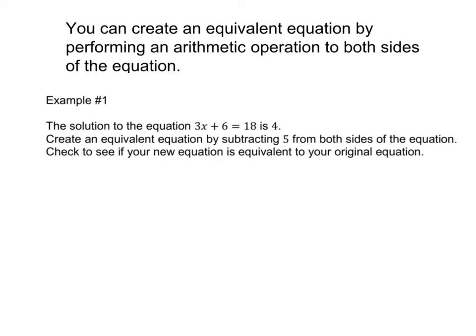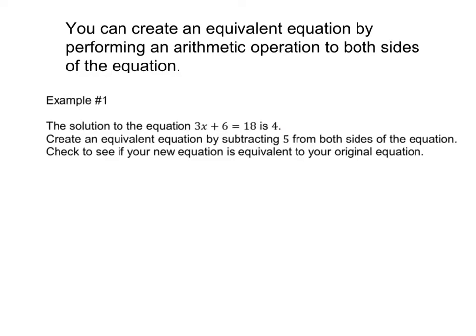All right, so in the rest of this video, we're going to create equivalent equations. Here's how we can do that. You can create an equivalent equation by performing an arithmetic operation to both sides of the equation. You may have heard a teacher say it this way: if you do an operation to one side of an equation, if you want the other side to still be equal, you need to perform that same operation to the other side. Or the short way of saying that is you need to do the same thing to both sides of the equation.